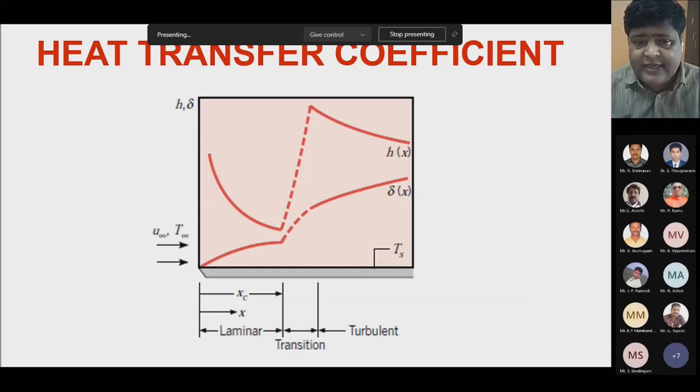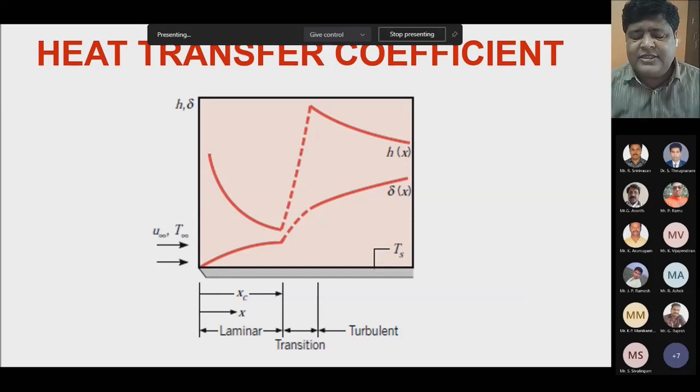But on the other hand, when we operate in the turbulent zone, we have to see that the pumping power does not increase, because when you want to have turbulence, the velocity should be high. With more velocity, we should see that the pressure drop also is not very, very high. If the pressure drop is very high, then the pumping power will also be high.